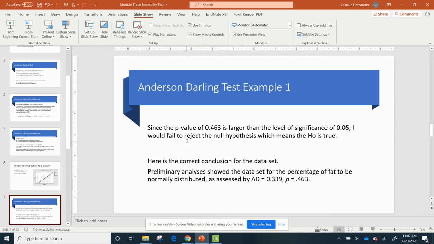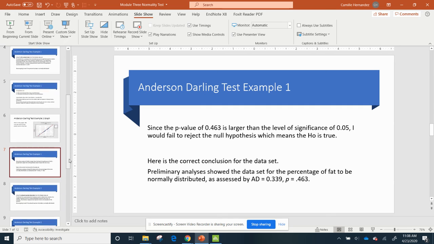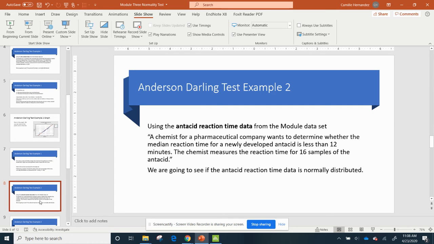So our steps were: you made your hypothesis, you ran the test, and now you're concluding the test and writing the final analysis. All right, so let's look at another data set. Using the antacid reaction time, a chemist for a pharmaceutical company wants to determine whether the mean reaction time for a newly developed antacid is less than 12 minutes. The chemist measures the reaction time for 16 samples of the antacid. We're going to see if the antacid reaction time data is normally distributed.